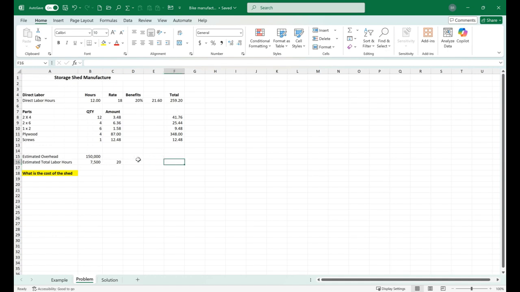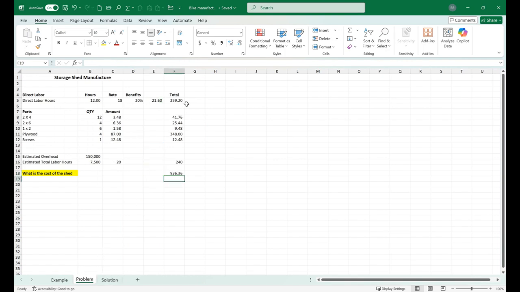Now I just need to multiply quantity, which is 12 hours, because we're doing it on estimated total labor hours, times the rate. And the rate is 20 bucks an hour. Now we just need to sum this, and again you can hit the sum and spread this. So that storage shed cost us $936.36 to make. You can see it here as well.